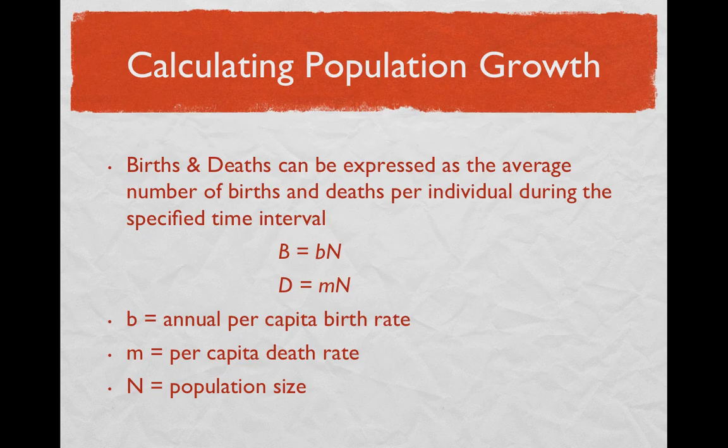All right, and so we can express these as average numbers. And that's where you get this per capita growth rate. So your birth rate would be your population size times that annual per capita birth rate. Death rate would equal the per capita death rate times your population size. Okay, and so all of this gets tied back into one another. Spend some time in the textbook. They do a nice job explaining with specific numbers.